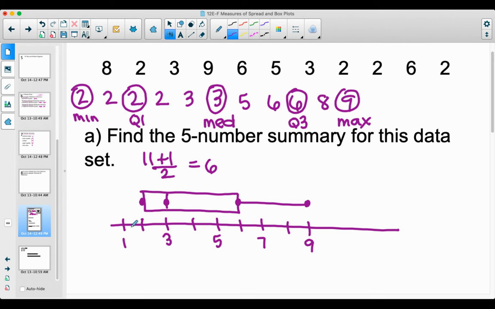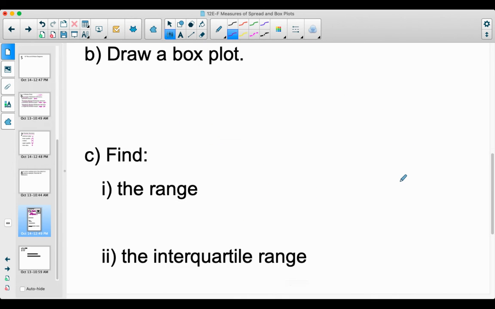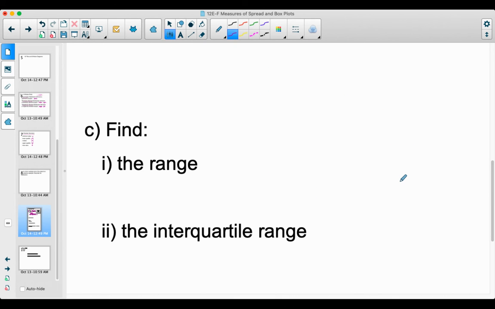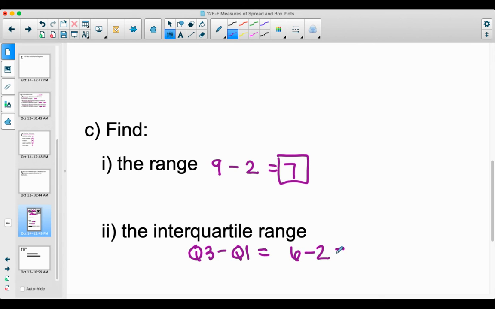That is normal. So if we describe the distribution here, this would be a positively skewed distribution because my whisker is longer on the right. So we would say that this is positive skew, if it asks. Okay, so the next thing it says is to find the range and the interquartile range. Well, our largest number is 9 minus our smallest, our max minus our min. So our range is 7. Our interquartile range is Q3 minus Q1, if you remember from the last video. And that is going to be 6 minus 2, which is 4.